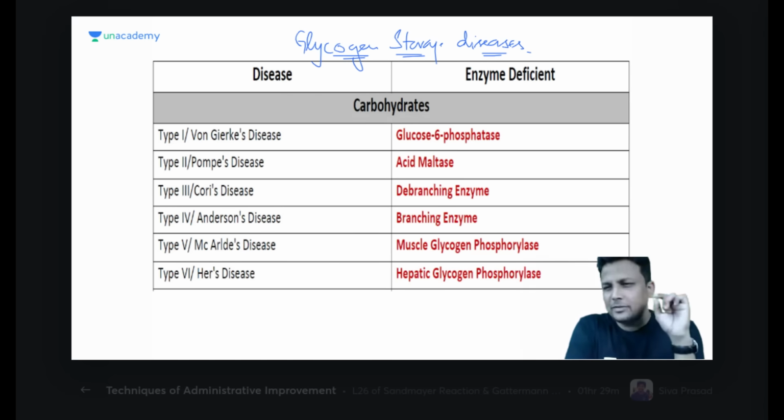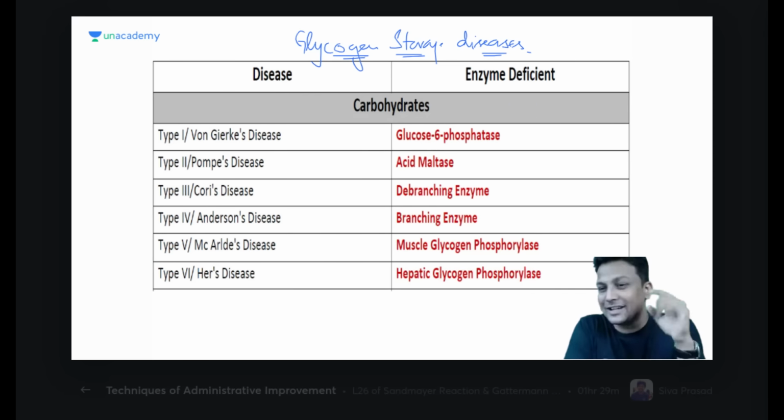First of all, tell me, right from school days we have been learning that glycogen will be stored in our body. It is a storage form of glucose in our body. But can you please tell me where is glycogen stored exactly? Where is glycogen stored exactly?